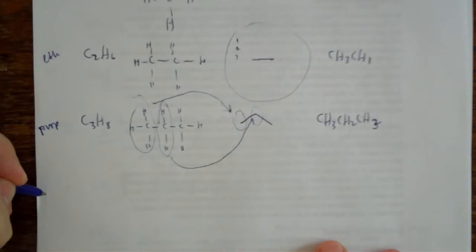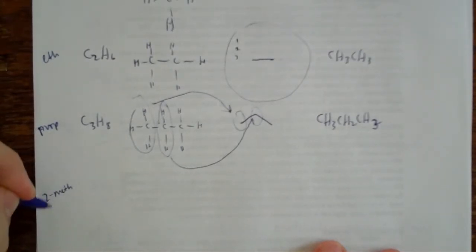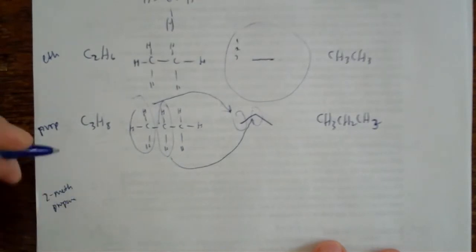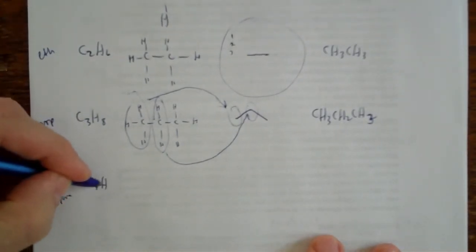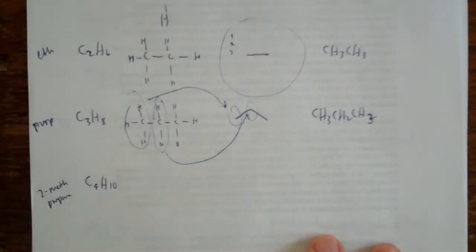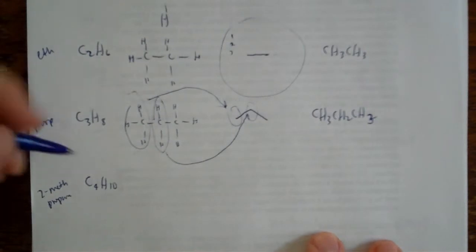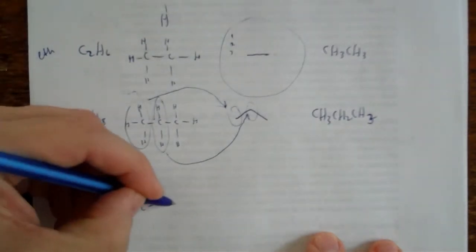Let's do isopropane, or no, not isopropane. Let's do 2-methyl propane. You would have no way of knowing what that is, right? So I'm just going to do it. C4H10 is the molecular formula. And this is where we start to get to see where this stuff is valuable, okay?